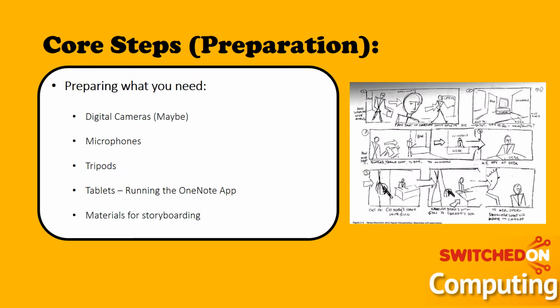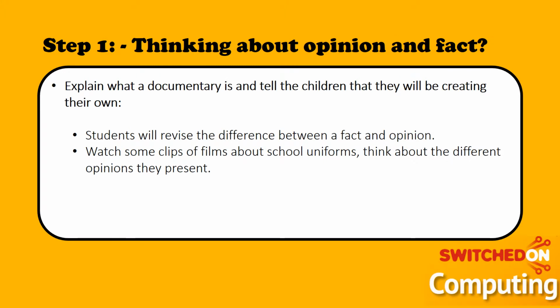and this will help you deliver this content a lot more efficiently. So step 1's really more thinking about whether it's opinion and fact, and they are going to learn about how to make a documentary. Now what you're going to do is teach them about the difference between fact and opinion, and you can show them some videos, for example, of people saying, well, I think this, I think that, and you can watch some clips about school uniforms for this lesson and just explain what a documentary is, so you can set up what the unit is all about.